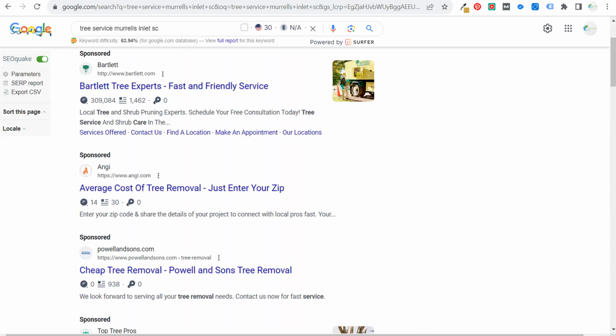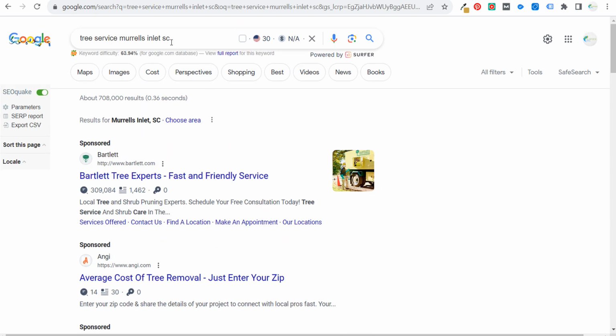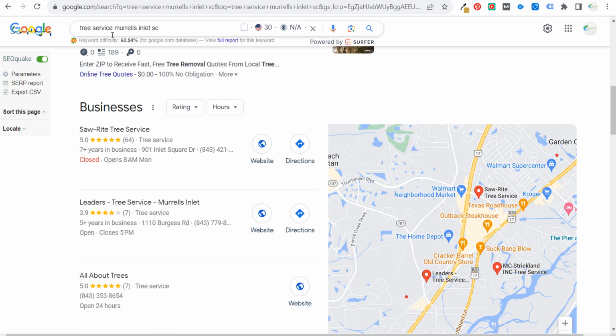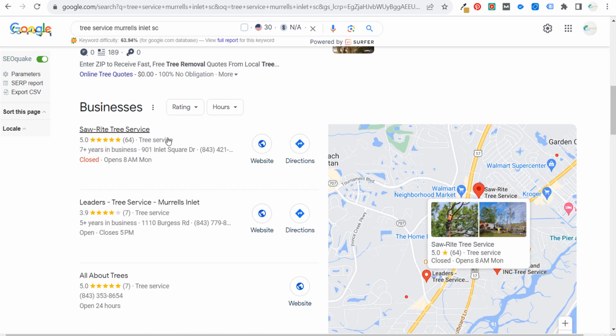So I've gone over this example before, but I needed a tree service where I live. I was actually searching for different tree services, and I got a recommendation from one of my neighbors for a tree service. So I called 3 different companies, and if we scroll down here, the company I have, Saw-Right Tree Service, is the one I actually ended up going with.